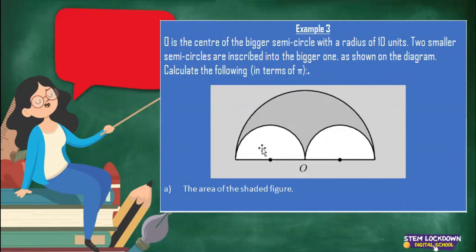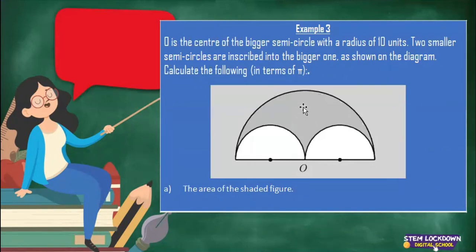To calculate the area of the shaded part, which means the gray part here, what we need to do is find the area of the two small semicircles and then subtract it from the area of the big one. That will give us the area of the shaded part. Okay, so how do you go about this? You must leave your answer in terms of pi.